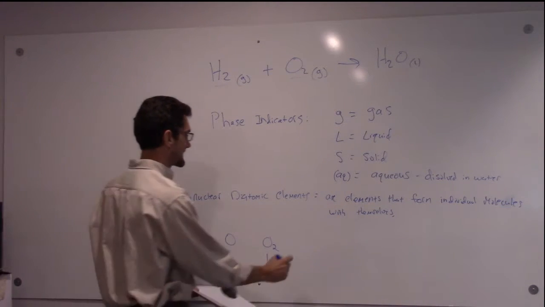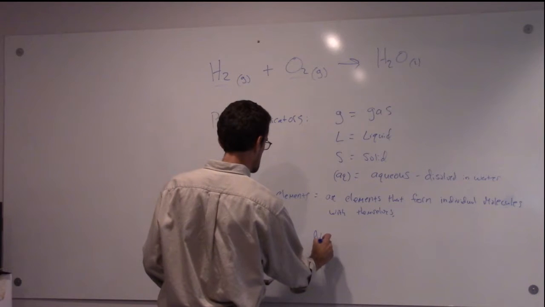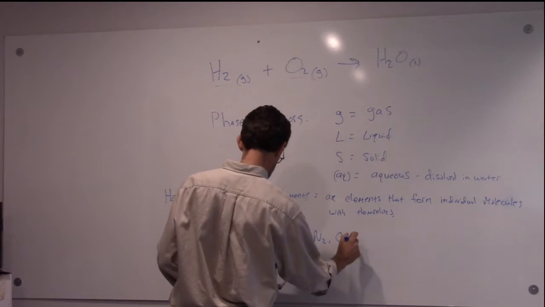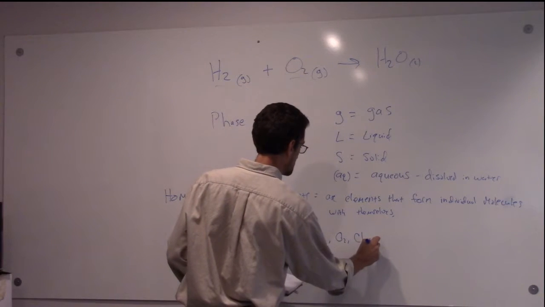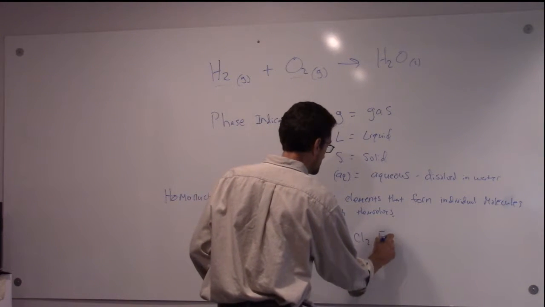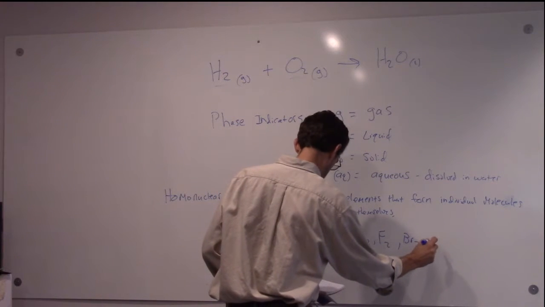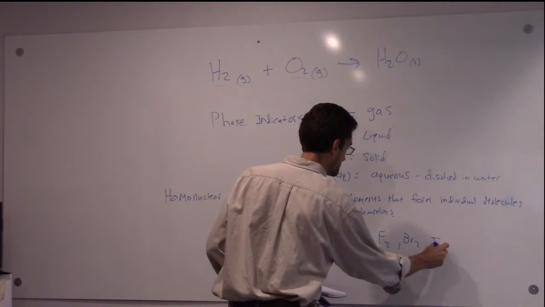There's a bunch of these. We have N2, O2, Cl2, F2, Br2. Anyone have a periodic table?